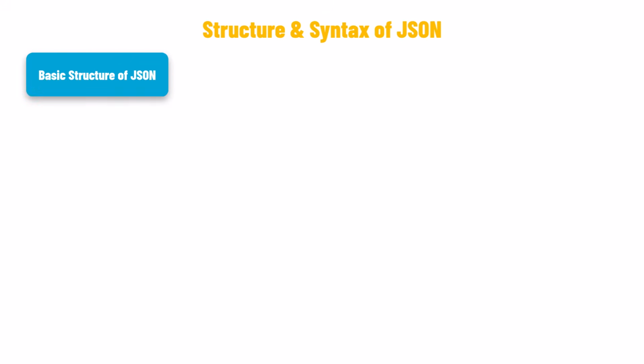Let's now dive into the structure and syntax of JSON. There are three main points you have to understand, so that you can write a JSON object. These are the following. Basic structure of JSON. Basic syntax rules.